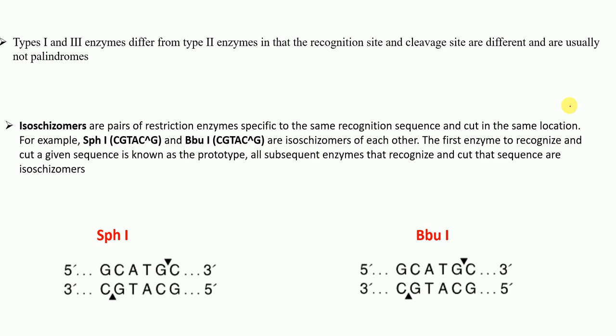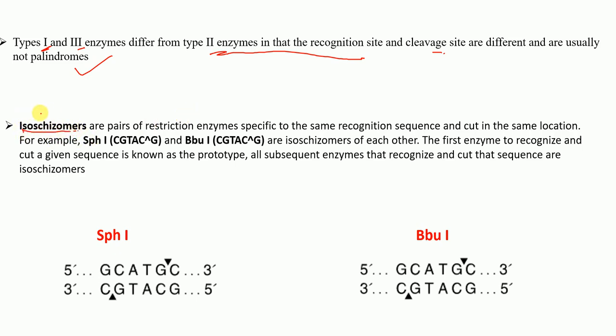Now moving to another really important point. Type 1 and type 3 restriction endonucleases differ from type 2 enzymes in the recognition site, and the cleavage sites are different and usually not palindromes. So for type 1 and type 3, this is one point that you can make a note of. But the most important thing that I want to explain here is isoschizomers.